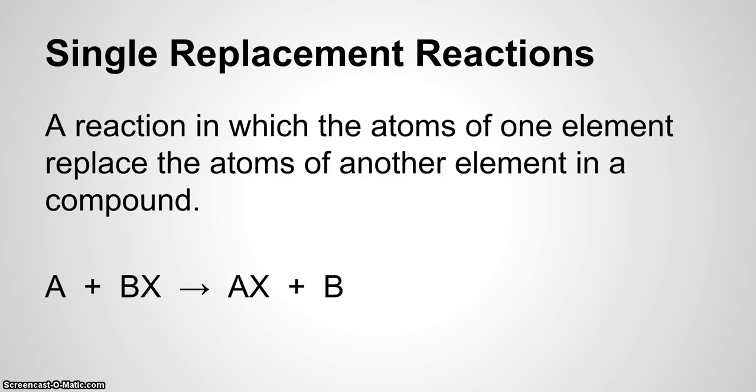So a single replacement reaction, as we've seen, is a reaction in which the atoms of one element replace the atoms of another element in a compound. So we have element A, usually a metal, that is going to replace B in the compound. As you can see, A comes in, bonds with the anion X, and then B gets kicked out and becomes a single element by itself.